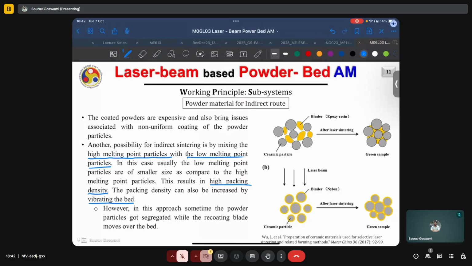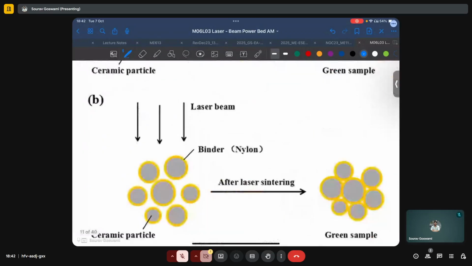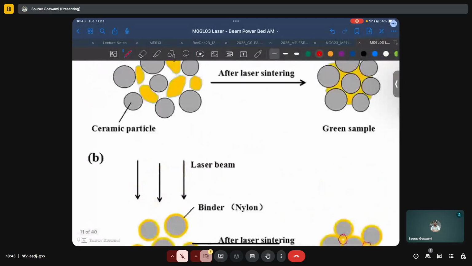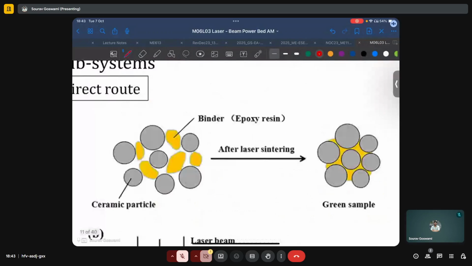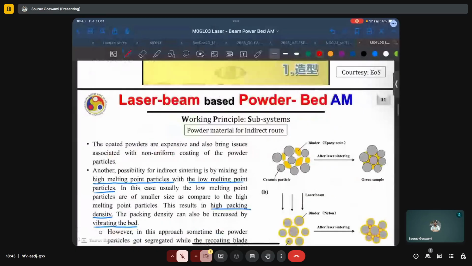And here we have an example of such a process where, rather than using coated powders, which as you can see can sometimes result in interparticle porosity, here they are just mixed together and we see that porosities are largely eliminated as well as lowering the cost of the powder, because powder coating can be pretty expensive.